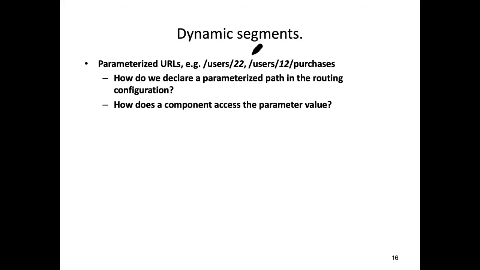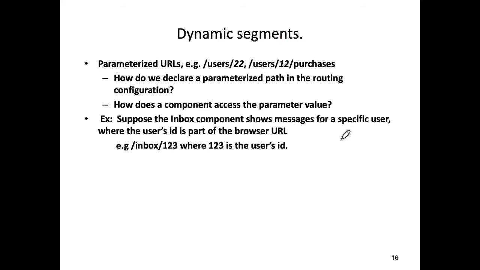Similarly over here, maybe the component that's mounted as a result of a browser showing this path name would display a list of purchases made by user number 12, but clearly the 12 here is variable, or is a parameter. So how do we express URL paths that have parameters buried within them in React? And secondly, how does the component actually extract the parameter in order to use it?